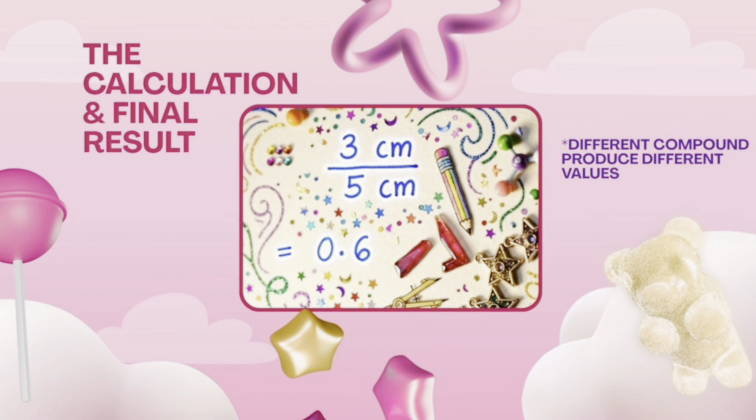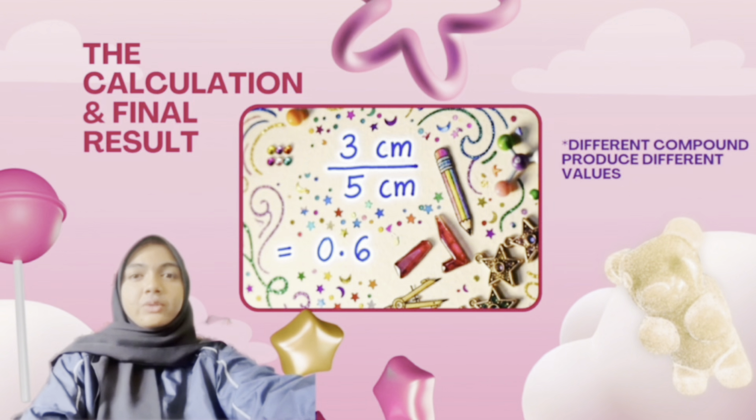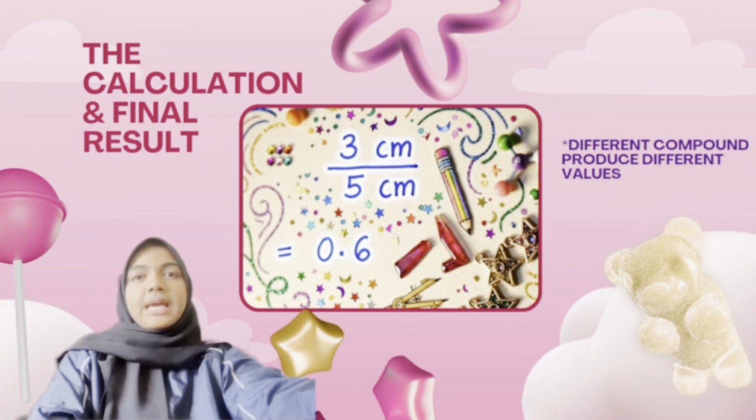So the RF value is calculated as 3 divided by 5. Therefore, our RF value is 0.6. Different compounds usually produce different values. Scientists can use these values to help identify substances. RF values can also be affected by the type of solvent and stationary phase used.